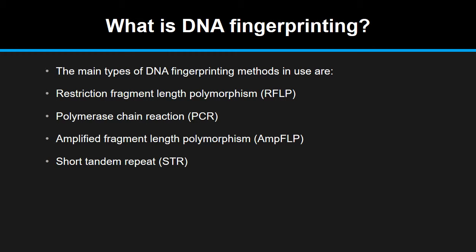So the main types of DNA fingerprinting methods in use are restriction fragment length polymorphism, or RFLP, polymerase chain reaction, PCR, amplified fragment length polymorphism, AMFLP, and short tandem repeats, STR. And I'll briefly go over each one.